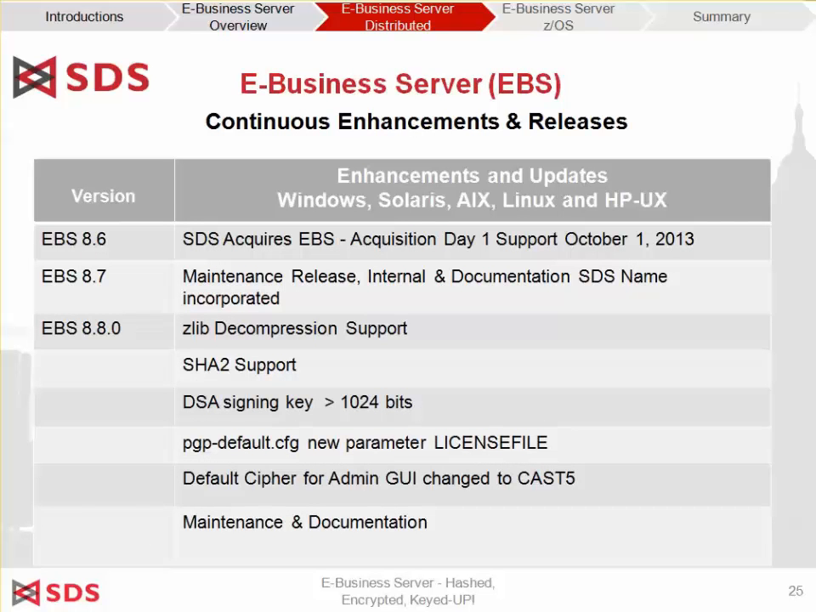So let's go into our enhancement list. SDS acquired E-Business Server in 2013. Day 1 support on October 1st was for version 8.6. We quickly followed with a maintenance release for outstanding issues. Our 8.8 release included enhancements for zlib decompression, SHA-2 support, DSA 1024-bit signing key, default value updates, along with maintenance and documentation updates.